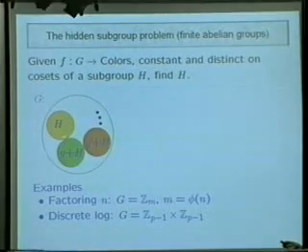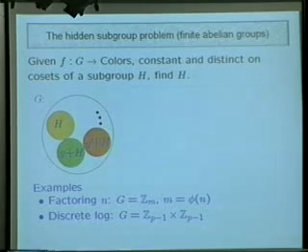So here's a picture with a group with elements. Here's an unknown subgroup. And if you evaluate the function, in this case, you get these colors. So you have the subgroup, and you have translates of the subgroup, the cosets. And you evaluate the function on a coset, you get the same color, different cosets, different colors.